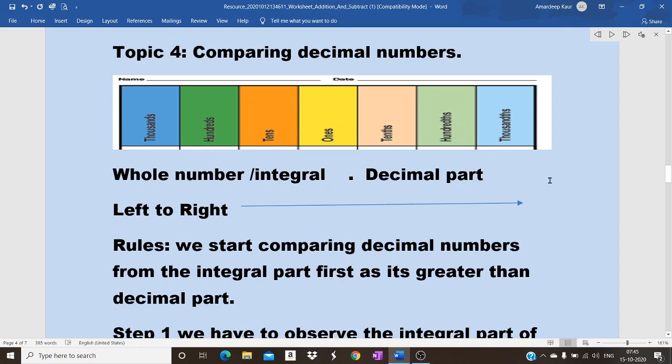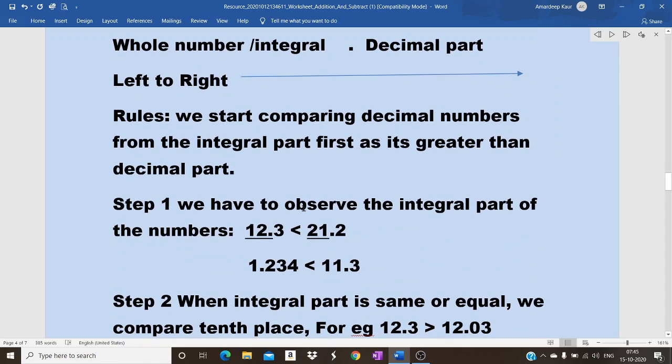So whenever we have to compare any decimal number, we start comparing from the left side. This is because they are in decreasing order. This is the highest place, then they are decreasing, and this side is the lowest place. So that is how we compare. Let's see with the examples.